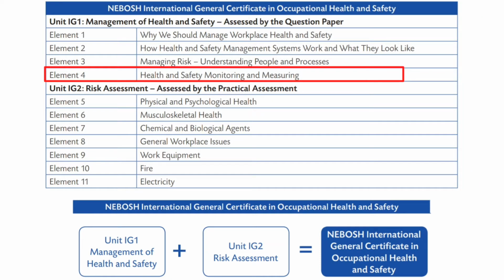NEBOSH International General Certificate in Occupational Health and Safety, Unit IG1. Element 4: Health and Safety Monitoring and Measuring.